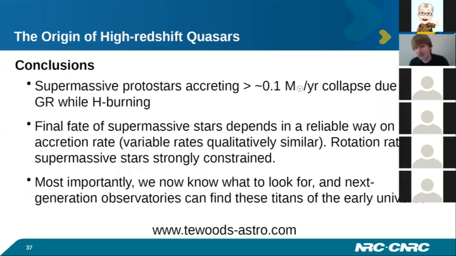But we're building the tools today, and within the next few years, we're going to be able to start to make very strong statements about whether these things are common, whether this is a typical channel, or whether this is at most only a relatively rare way to make supermassive black holes. I think that would be very surprising, given the way the literature has been evolving, but we've been surprised many times before. So I'll stop there for questions.